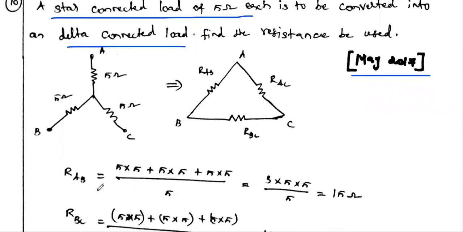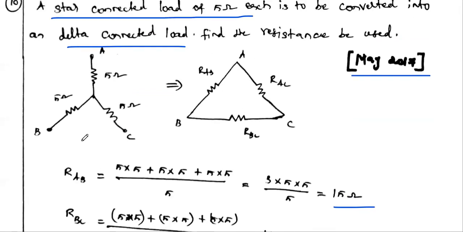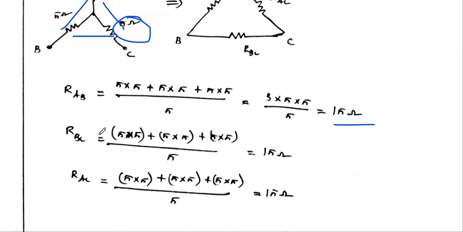Okay, so by substituting that value in our expression, in star to delta conversion also we can get the same answer. What is the formula for RAB? In order to find the value of RAB, you multiply these two resistances, plus these two resistances, plus these two resistances, and you add them, divided by the opposite resistance, 5. If you solve, we can get 15 ohm. Similarly, RBC is also 15 ohm and RAC is also 15 ohm.